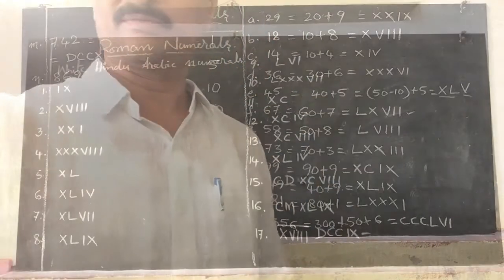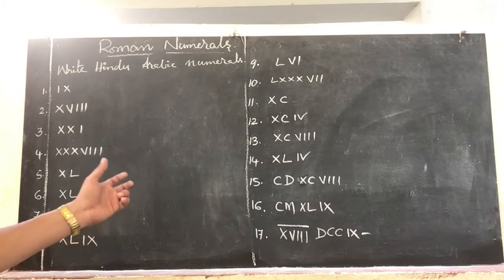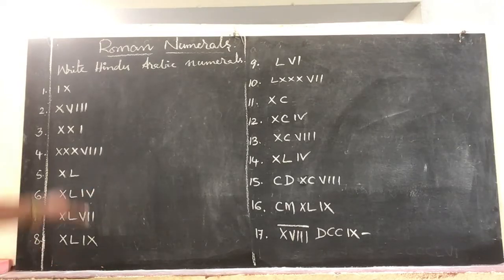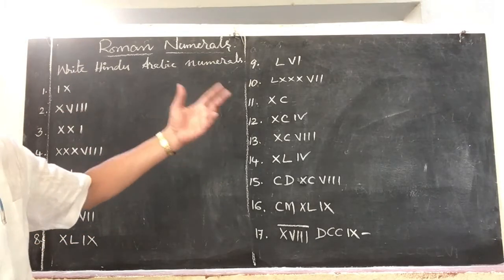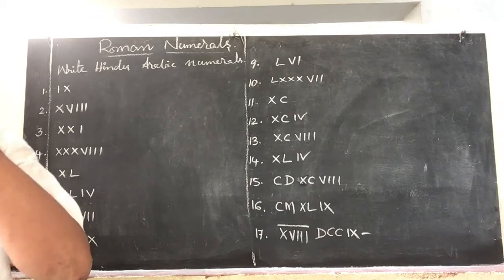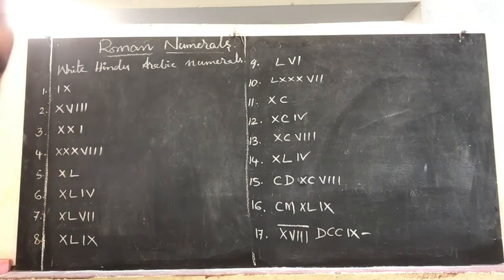Okay, now write down the Hindu Arabic numerals for the given Roman numerals. Here Roman numerals are given to us. We have to write down the Indian numerals, Hindu Arabic numerals. So how to write down Hindu Arabic numerals for the following? You can check here.